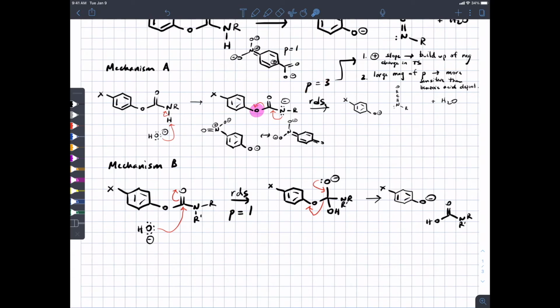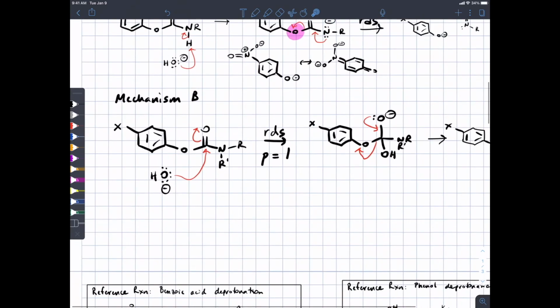Can you think of a reason why you'd expect that rho value here, which is 1, to not be as great as it was for mechanism A? Remember, the fact that rho is positive tells us this reaction is similar to benzoic acid deprotonation in that you expect a buildup of negative charge somewhere in the transition state. But the magnitude tells you not as much charge, or perhaps not as close charge building up in the transition state as in mechanism A. So any reason why you'd expect this group to not influence this rate quite as much?